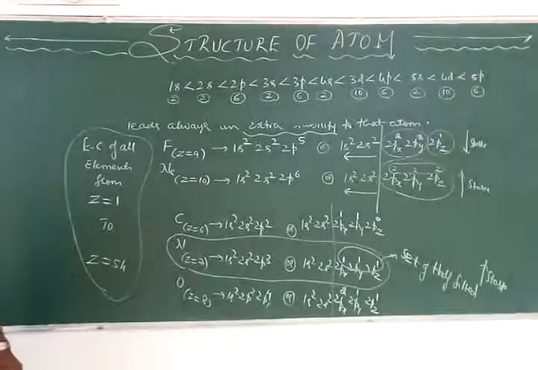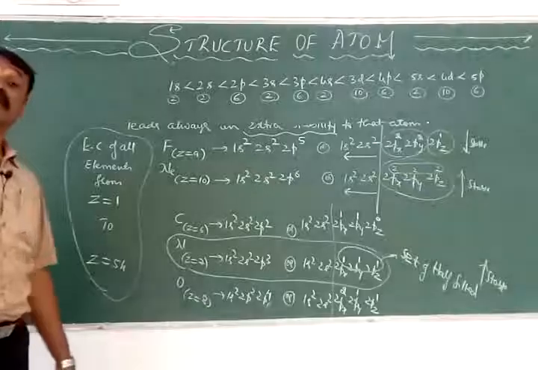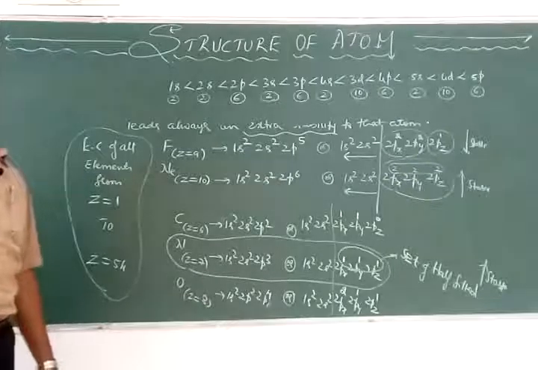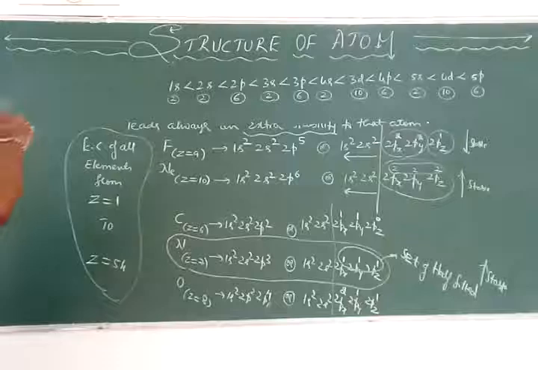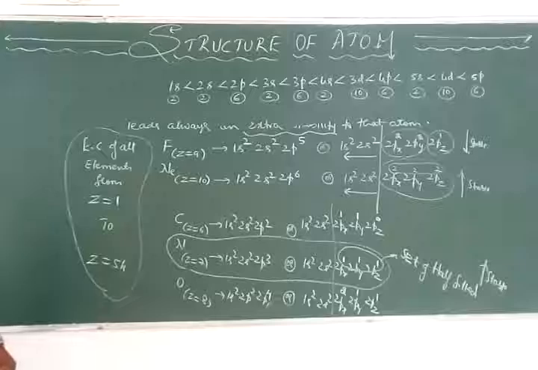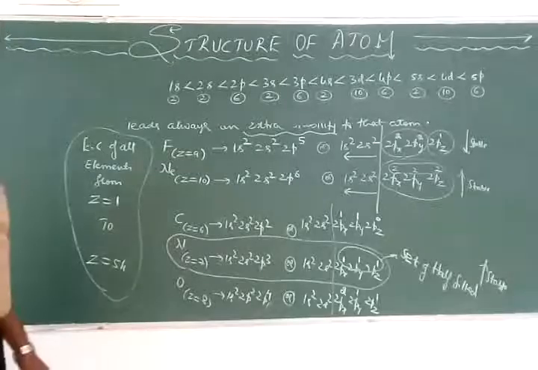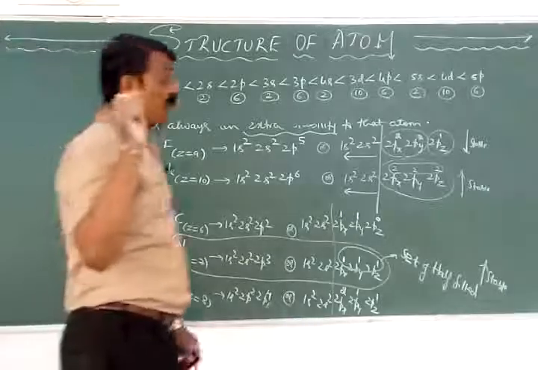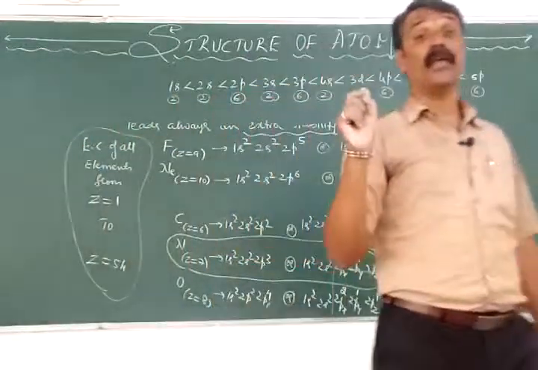s can accommodate only 2, p can accommodate 6, d can accommodate 10 electrons, whereas f can accommodate 14 electrons. But as far as this is concerned, we don't have the f subshells or f orbitals, only the d orbitals. Okay. So it is your work to write the electronic configurations of all the elements.